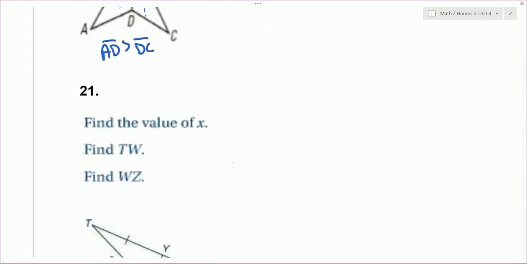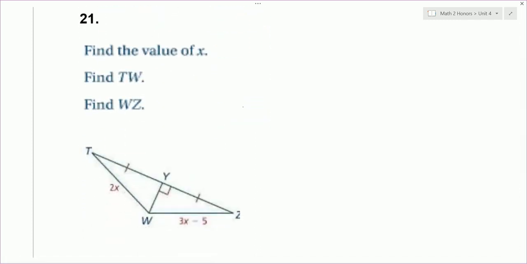21, find the value of x. Find TW, find WZ. In this picture, we have two right triangles, and they share a side, and they're congruent by side angle side. And because the triangles are congruent, we can say that 2x and 3x minus 5 are equal. I'm going to subtract 2x from both sides, add 5, and so we found the value of x.